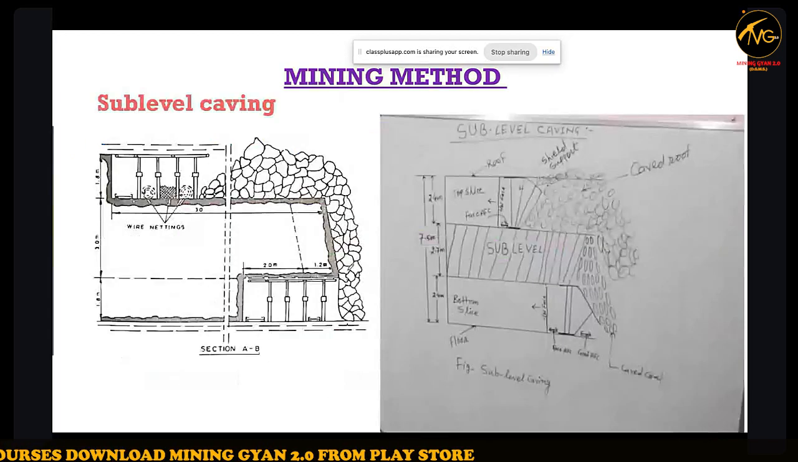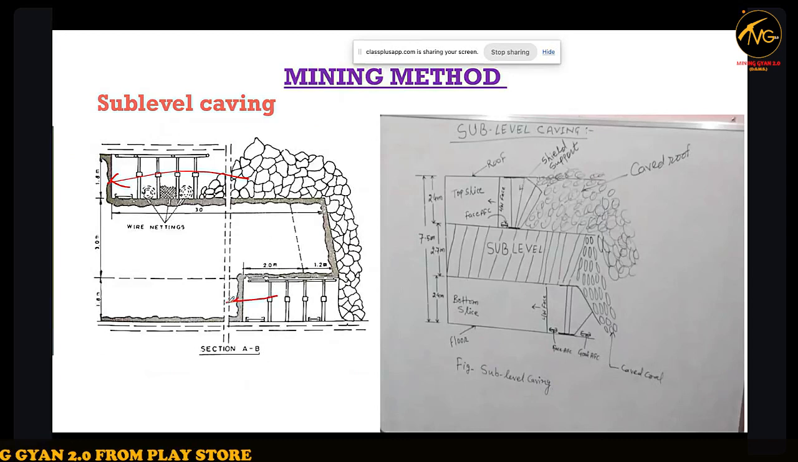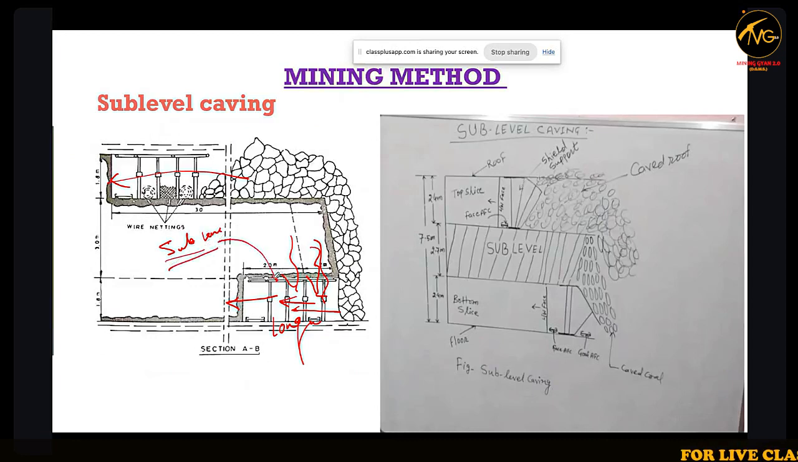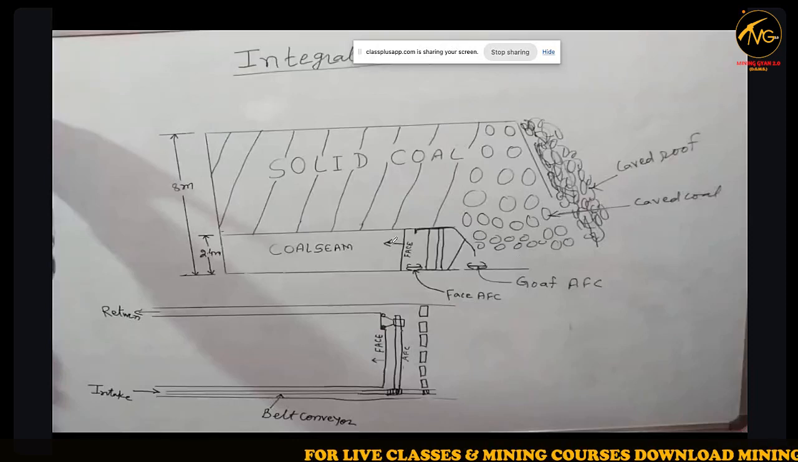Then we have seen sublevel caving. We make 3 slices, we extract with the sub long wall retreating method. In the bottom slice we will use sub long wall retreating. When the soft rock caves, it is sublevel, so it is known as sublevel caving. When this coal falls down, we use the GOF AFC conveyor to extract it. It is not sublevel caving, it is integrated sublevel caving.